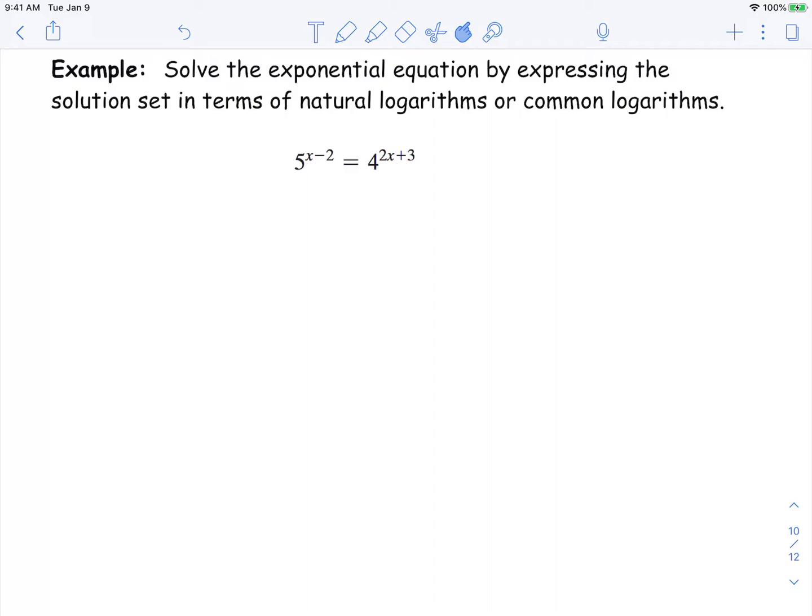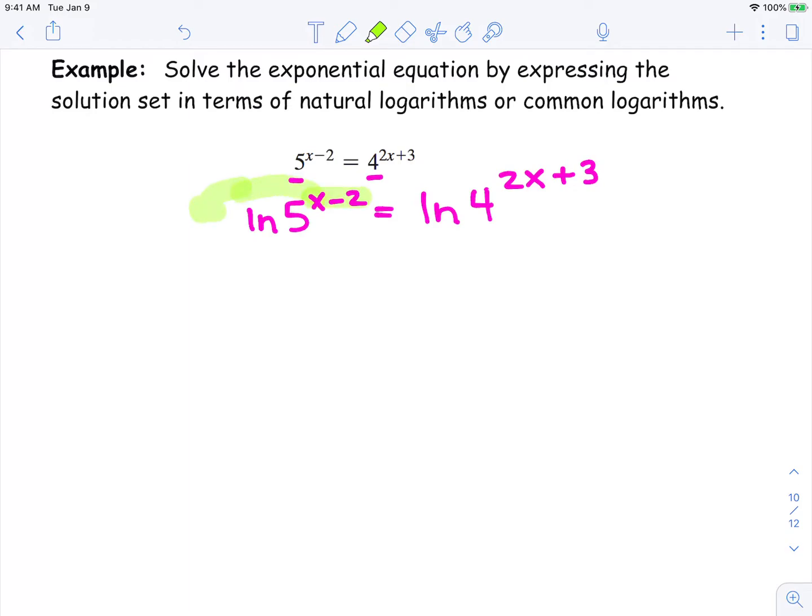All right, we're going to continue with solving exponential equations by working with the natural or common logs. So we have an exponential of base 5 and an exponential of base 4. We've already isolated the two exponentials, so now we're going to go ahead and take the natural log of both sides. Now we're going to use the power rule. We're going to bring this power down in front and this power down in front.